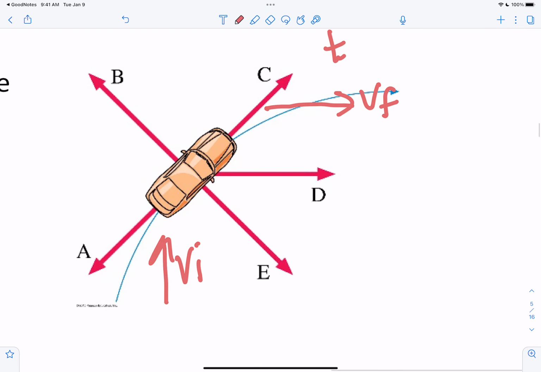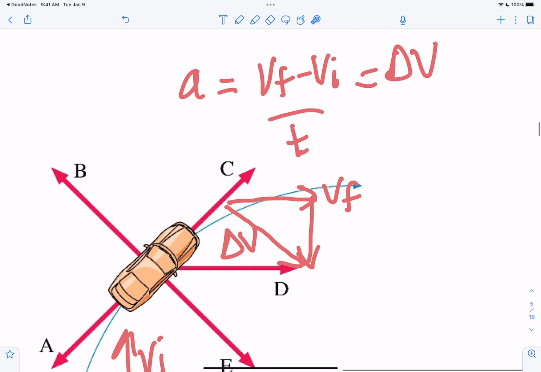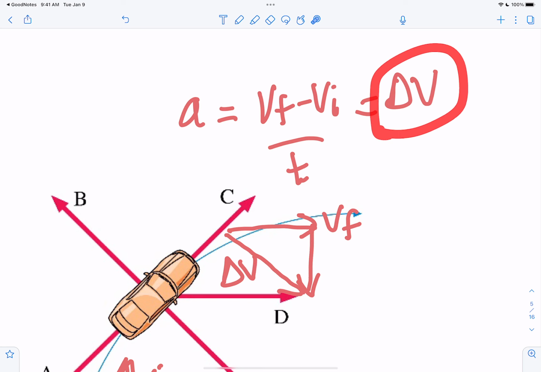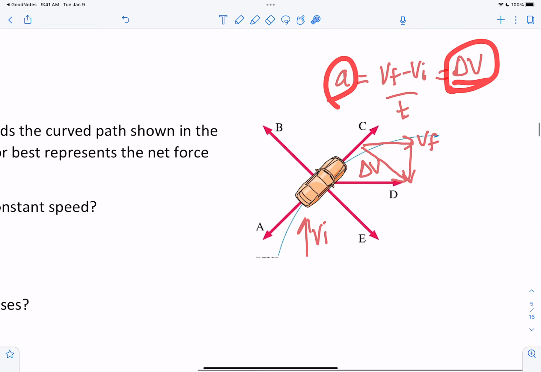So if I do Vf minus Vi, well, Vi is pointing upwards. So in order to subtract it from Vf, I have to invert the direction. So you can see that delta V, right, is pointed towards the middle, exactly radial inward. So delta V has to be the same direction as your acceleration.